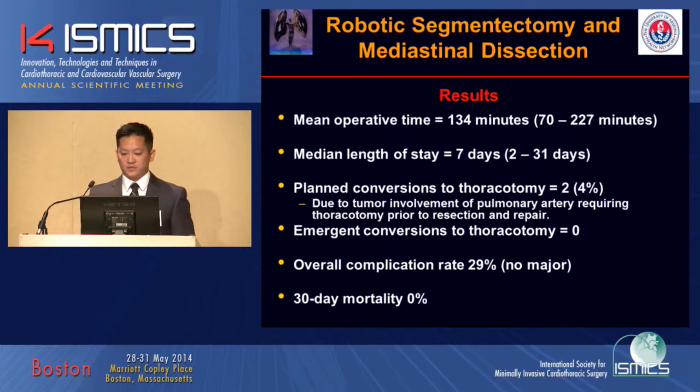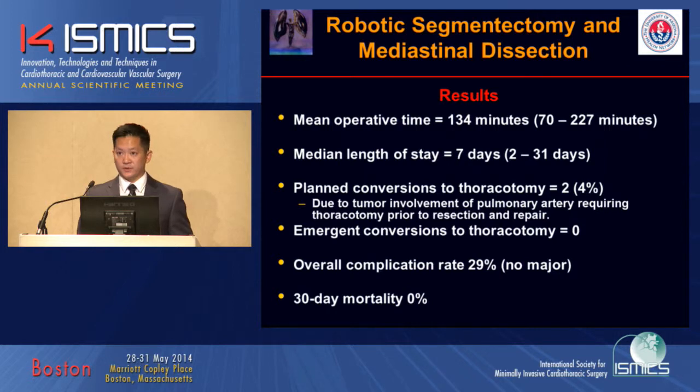Our mean operative time was 134 minutes, median length of stay 7 days. We had 2 planned conversions to thoracotomy, and this was due to proximal involvement of the pulmonary artery, which required a thoracotomy prior to resection or repair. On the other hand, we had no emergent conversions to thoracotomy. We had an overall complication rate of 29%, but the majority of this was atrial fibrillation and pleural effusions. There were no major complications.